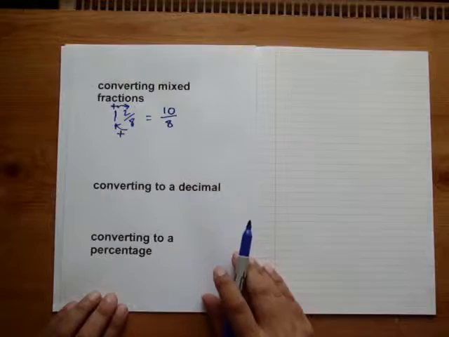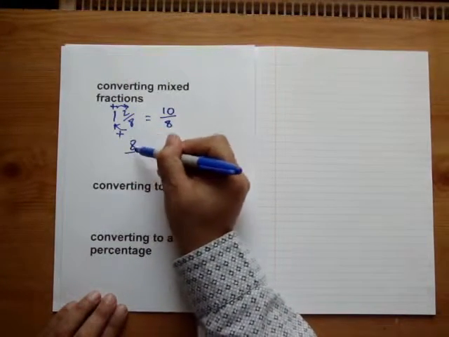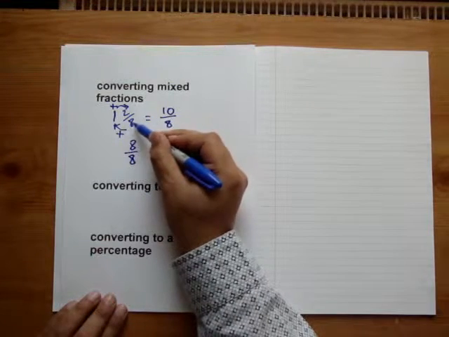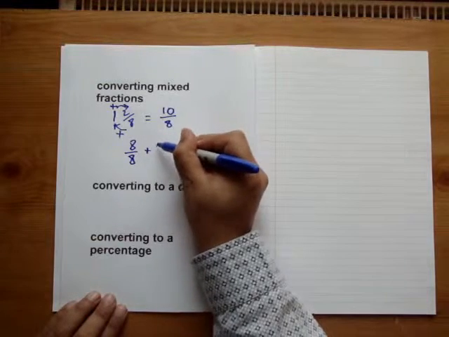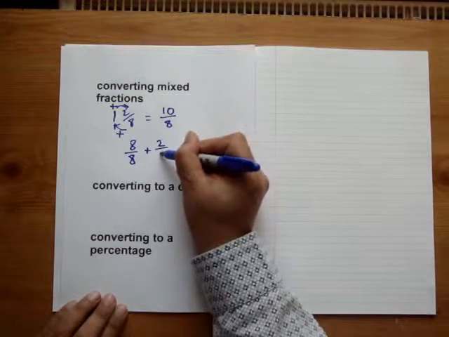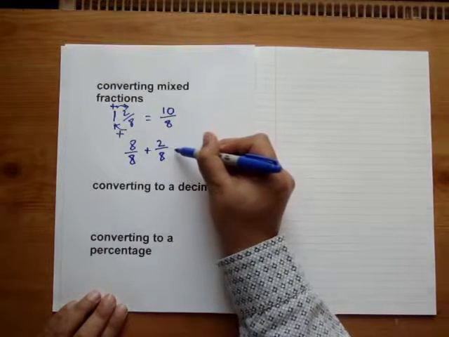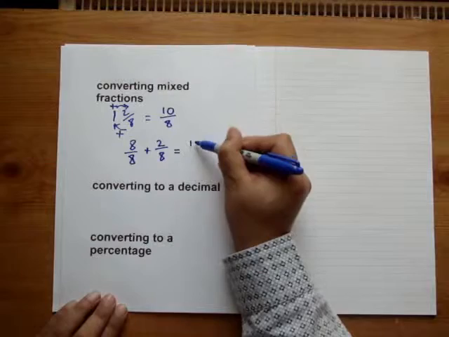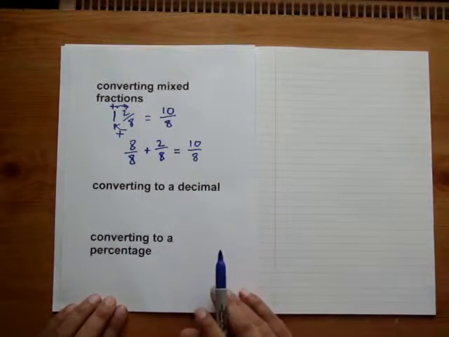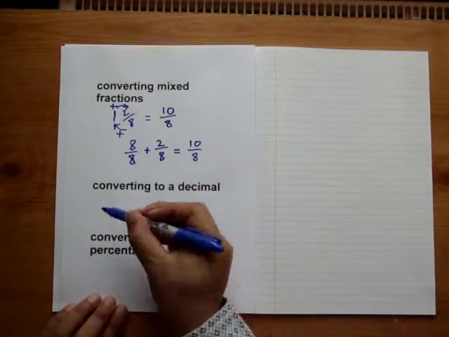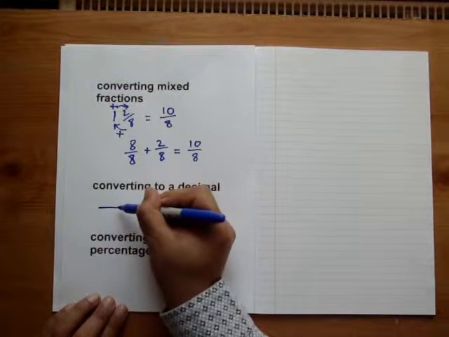Or the other way to think about it is, what was the whole one? The whole one was 8 over 8, because it's linked to this denominator. And then we're going to add to that the 2 over 8. So this was the 1, and this is the 2 over 8, and when we add them together we get 10 over 8.